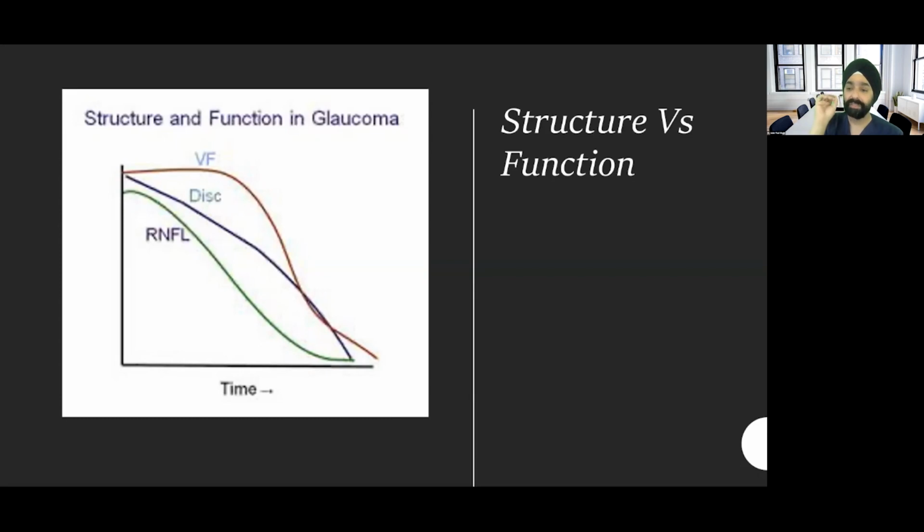We lose structure, nerve fibers, ganglion cells before we lose fields, before we lose function. And especially here early on, the disc, not just OCT, but the optic nerve evaluation with biomicroscopy can give you so much information on a patient's potential for developing glaucoma, having glaucoma, or progressing.